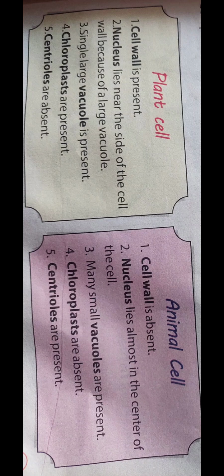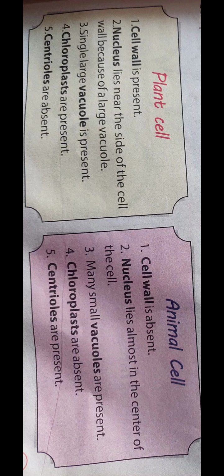The cell wall is present in the plant cell, but in animal cells it is absent. The nucleus lies near the side of the cell wall in animal cells, but because of the large vacuole in the plant cell, the nucleus lies almost in the center of the cell. There are many vacuoles present in the animal cell, but in the plant cell there is a single large vacuole.